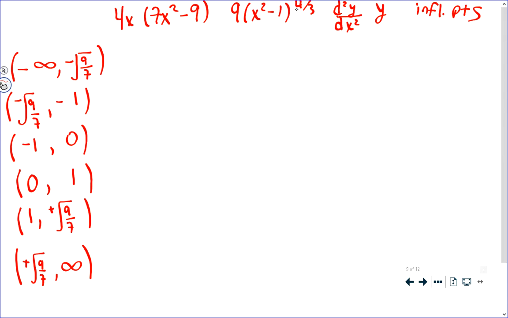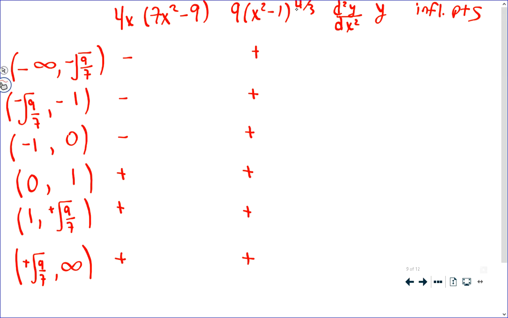I'm not going to worry about the x squared minus 1 being factored out because the x squared minus 1 is raised to the 4/3. That 4 is going to take any negatives and make them positive. So 9 times x squared minus 1 raised to the 4/3 is positive in all of those intervals. 4x will be negative whenever x is negative, and then when x becomes positive, 4x will become positive. Same kind of thing we had to grapple with in the first derivative.